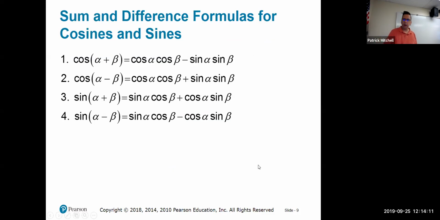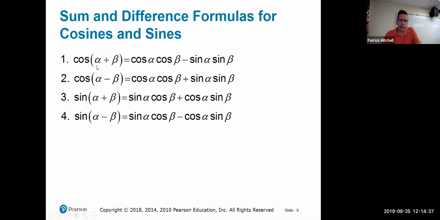All right, so here we see all of our sum and difference formulas for cosines and sines. Number 2 is the one that we've just been going over. I'm not 100% clear on why they introduced this one first. I think it might be because it's the easiest one to prove. I haven't tried to do that in a while. It's just a guess.